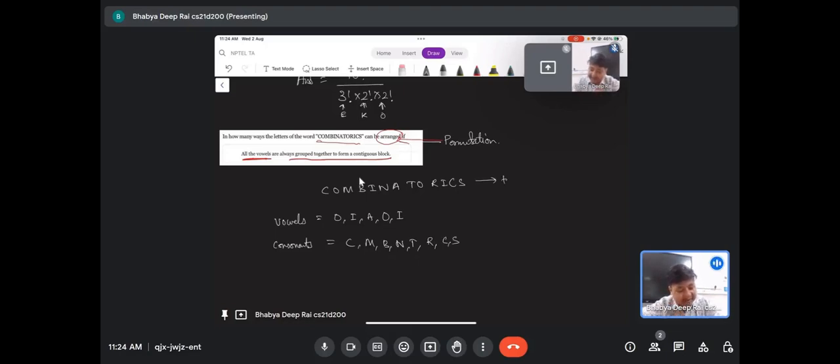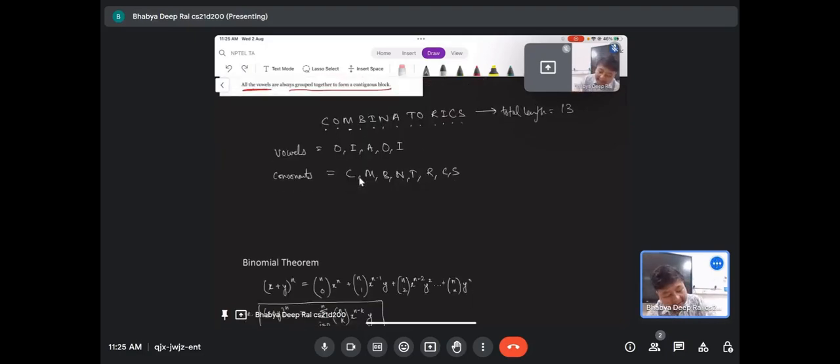So here total length equals 1, 2, 3, 4, 5, 6, 7, 8, 9, 10, 11, 12, 13. Total length equals 13. So this should add up to 13. 5 plus this should be 8. 1, 2, 3, 4, 5, 6, 7, 8. Yeah, so we found all the vowels and the consonants. Now what do we do?